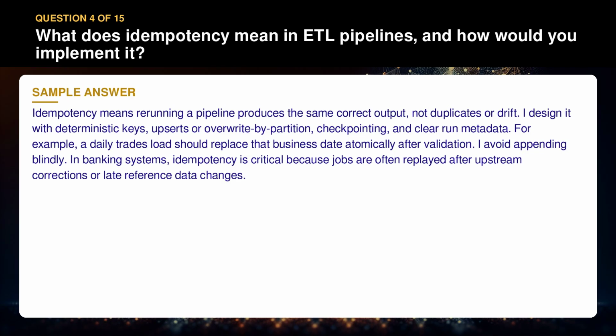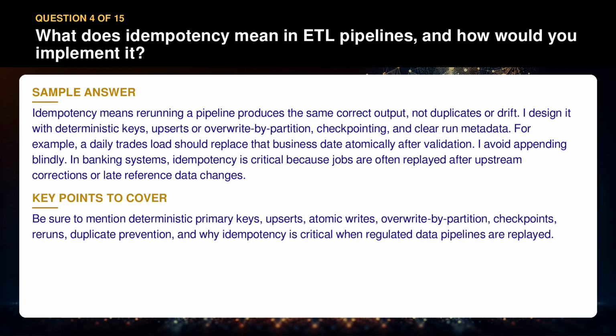I avoid appending blindly. In banking systems, idempotency is critical because jobs are often replayed after upstream corrections or late reference data changes. Be sure to mention deterministic primary keys, upserts, atomic writes, overwrite by partition, checkpoints, reruns, duplicate prevention, and why idempotency is critical when regulated data pipelines are replayed.